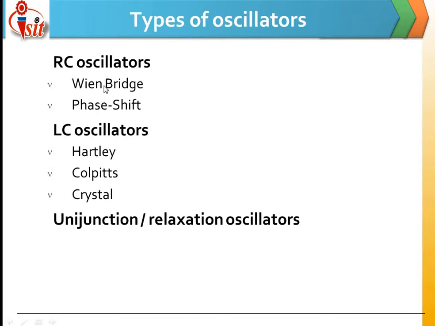The Wien bridge oscillator and phase shift oscillator are designed using RC components, that is, resistor and capacitor components. The LC oscillator is divided into three categories: first the Hartley oscillator, second the Colpitts oscillator, and third the crystal oscillator. Along with this, the next type is the unijunction relaxation oscillator. So the categories are RC, LC and unijunction relaxation oscillators. We are going to study these categories of oscillators one by one.